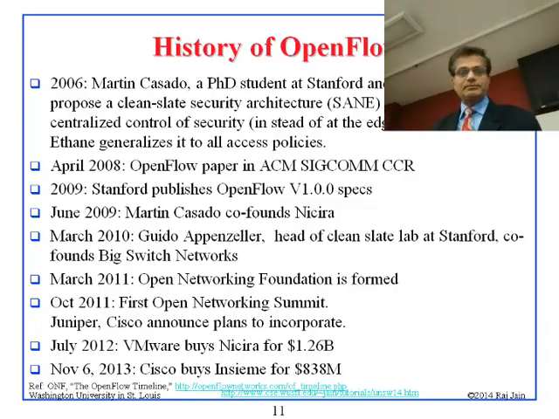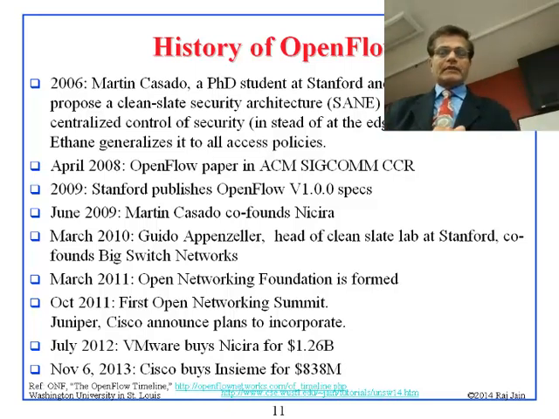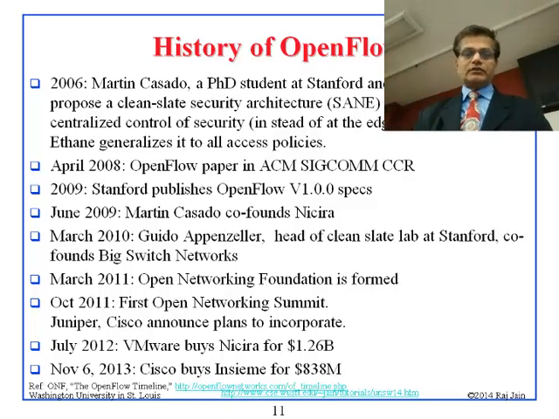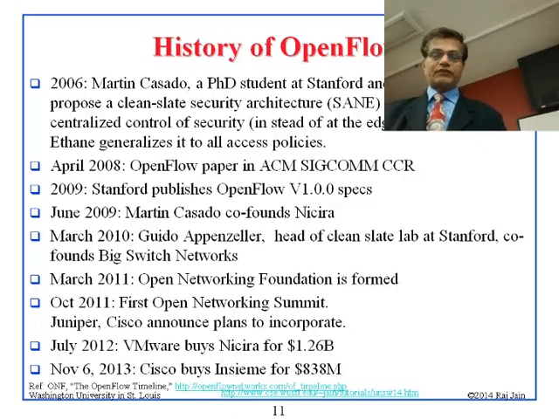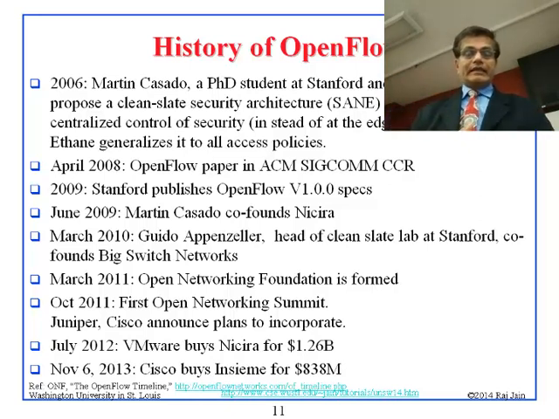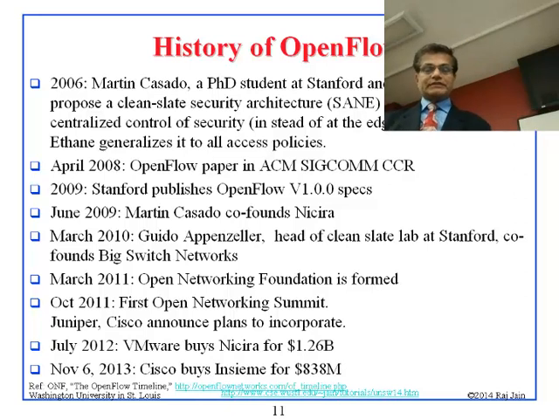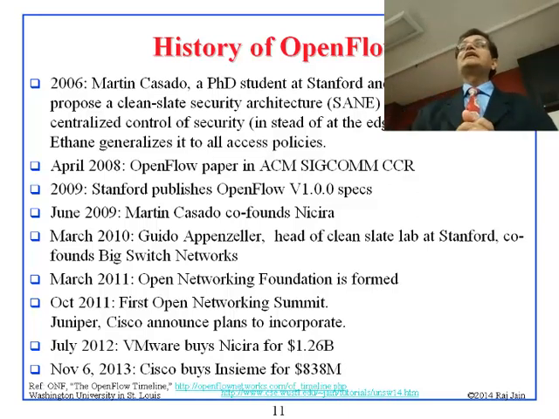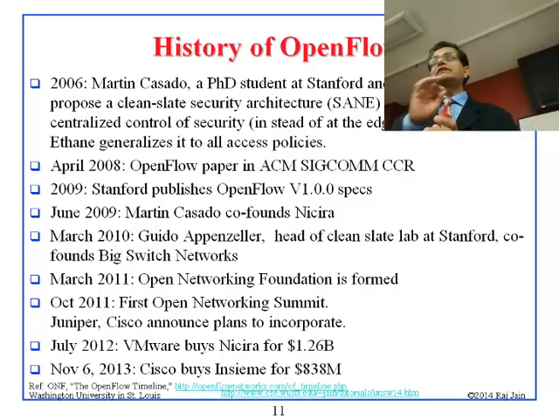And then Martin Casado founded a company, Nicira. And there were other people who founded companies. For example, Guido, he is also at Stanford, and he founded another company, Big Switch Networks. And then the Open Networking Foundation was formed. Industry really liked this stuff, so they had a foundation which standardized the whole protocol. And in October 2011, the first Open Networking Summit happened. And there, Martin Casado, again the same guy, came up with the idea of SDN. He coined the term SDN. So this guy is very smart and a genius. Can you believe, from SANE to ETHANE to OpenFlow to SDN?